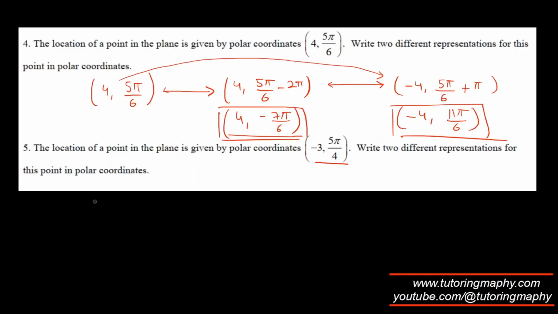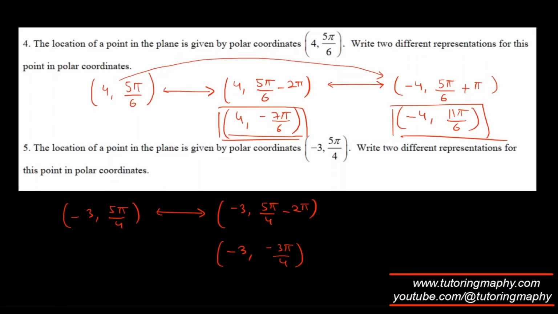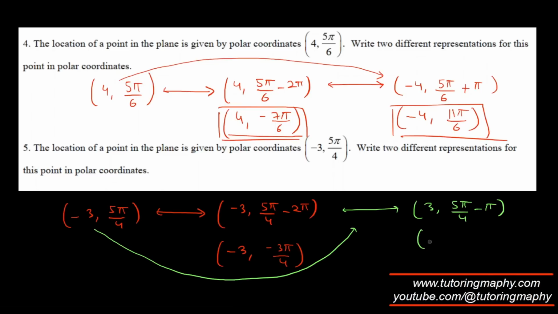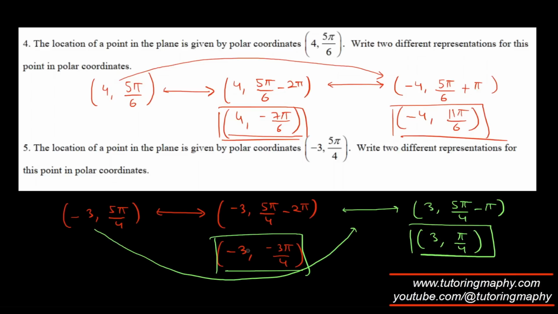Okay, let's do the same situation with this one. So negative 3 comma 5 pi over 4. I think first I'm going to just subtract 2 pi. So that will be the same thing without changing the r. So that's going to give me negative 3 comma 4 times 2 is 8. 5 minus 8 is negative 3. So negative 3 pi over 4. And then I'm going to change the sign of r to positive, and then I'm going to subtract pi, or maybe add pi. Let's subtract pi this time. So this will be 3 comma 5 pi minus 4 pi is pi, pi over 4. So these are the two equivalent representations.